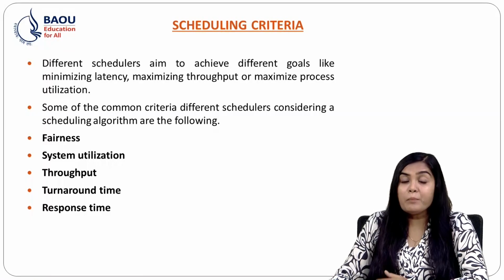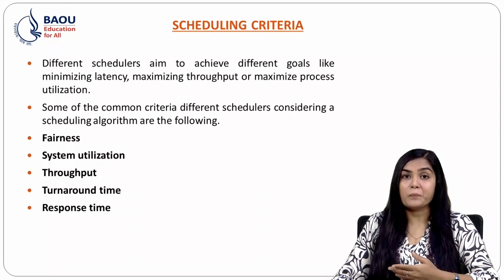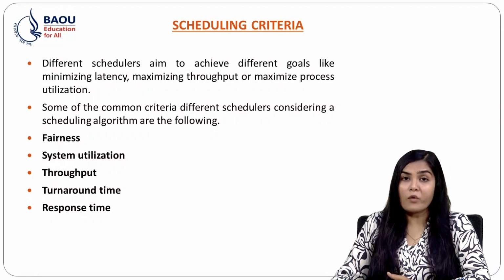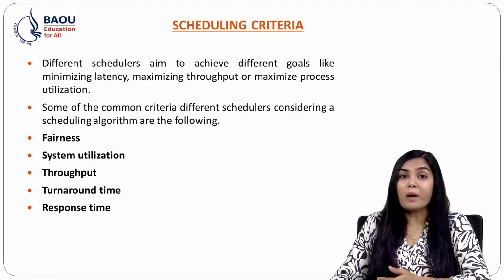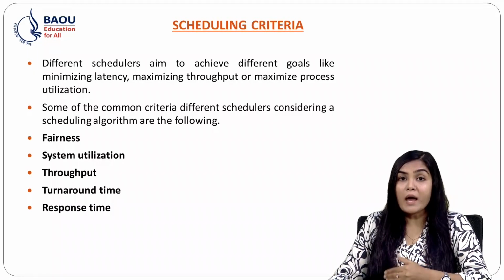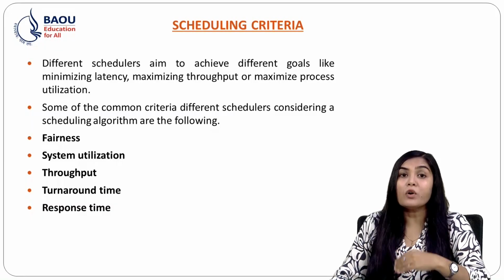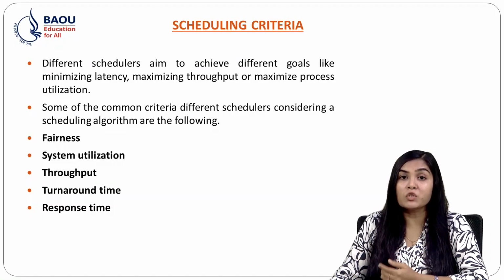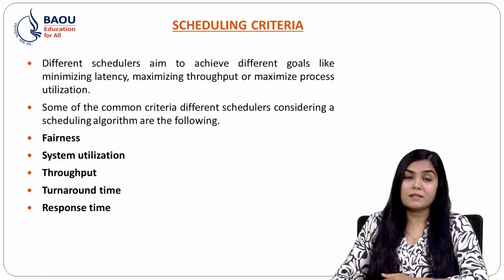The next one is turnaround time. It is the time gap between the arrival of a process and its completion. It is the sum of the periods spent waiting to get into memory, waiting in the ready queue, executing on the CPU, and doing IO. It predicts how long an average user needs to wait for a response from the system.